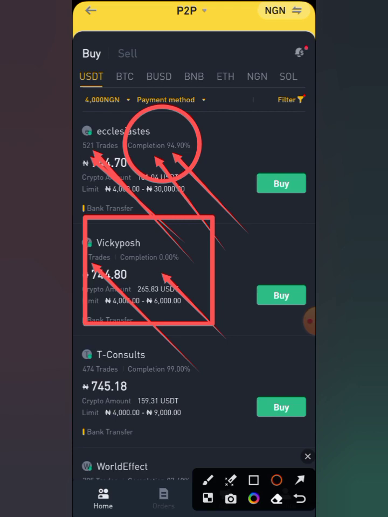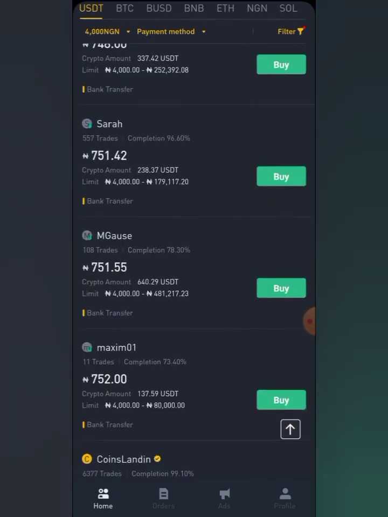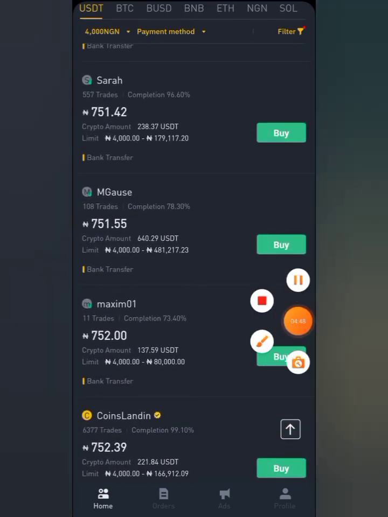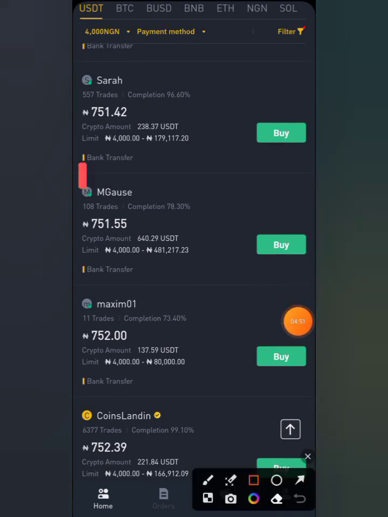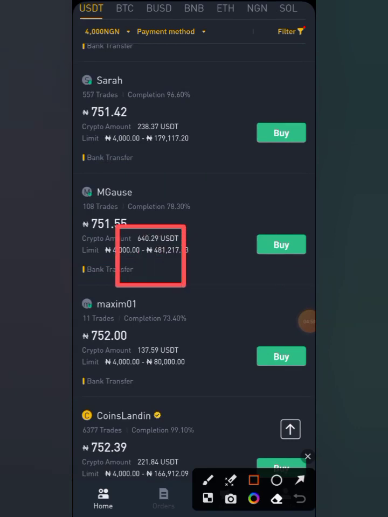you should be very careful with such a merchant. For instance, if you scroll down and look at other persons, let's see if we can find anyone with such numbers. Okay, look at this trader I'm seeing here. This trader has done a total of 108 trades and his completion rate is 78%. So this gives me an idea that I should be very careful about this particular trader.